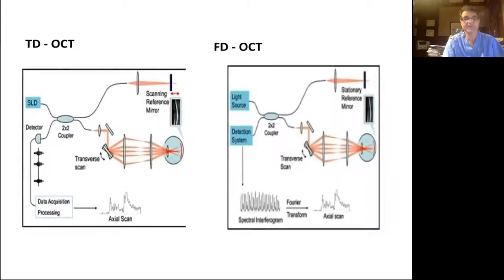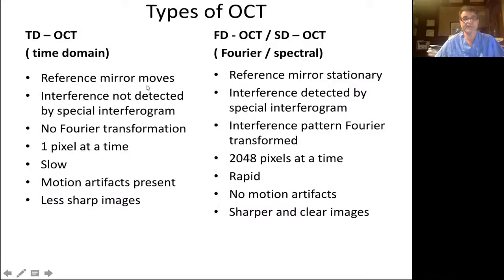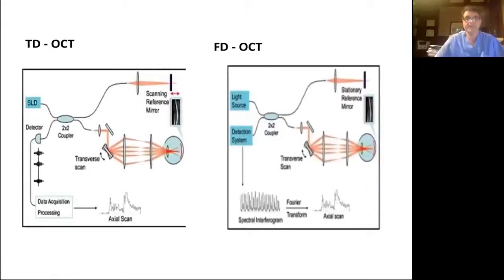So once again, this is the schematic comparing the time domain OCT and the Fourier domain OCT. And once again, the scanning mirror, the reference mirror, moves at a known speed and distance in the time domain OCT. And in the Fourier domain OCT, the reference mirror is stationary.